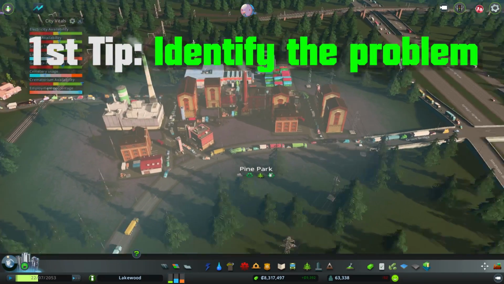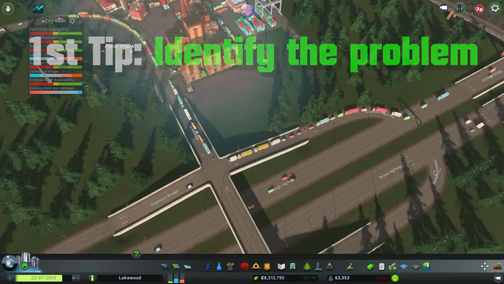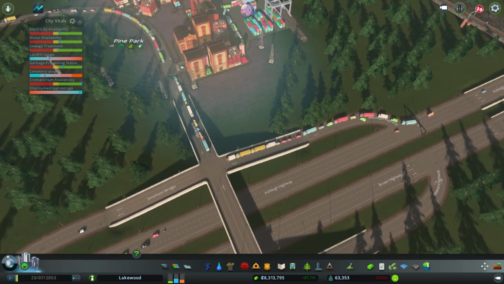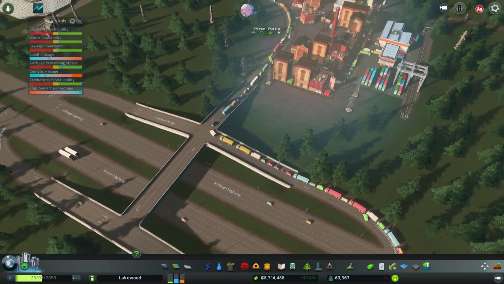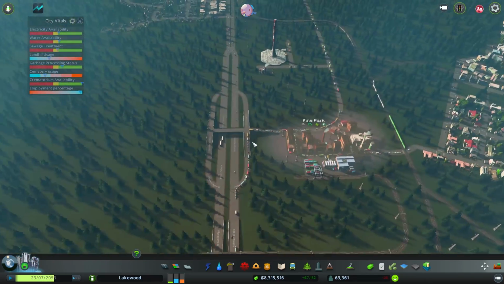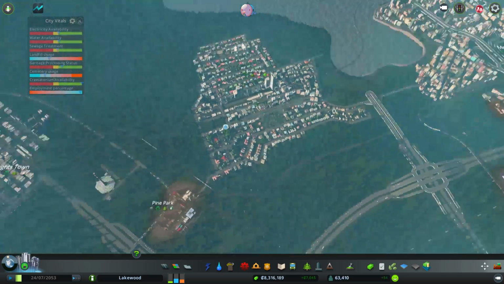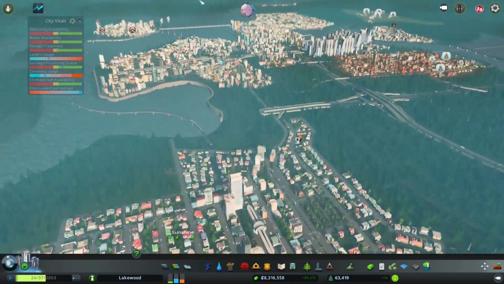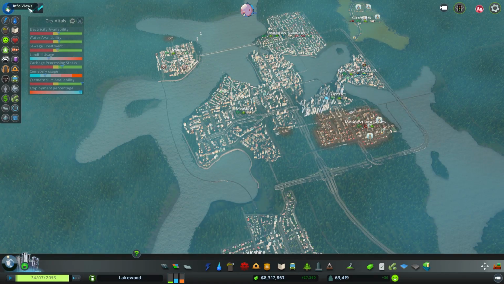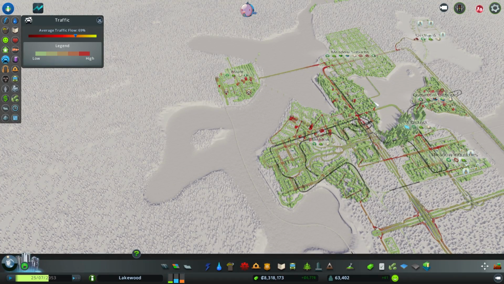The first tip is to identify the problem. So before dealing with traffic, we must try to know why there is a traffic problem. I have to say that normally it's because of bad road layouts, a lack of a good public transport system, and also because of the huge growth that you will get in a specific city area, like a residential, industrial or commercial area.